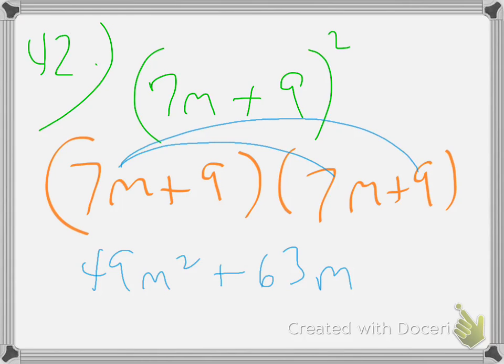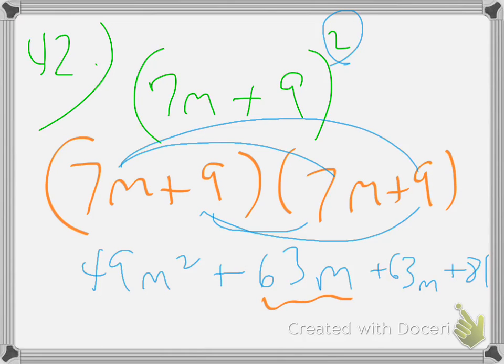We're halfway there. Now with the second half, the I and L. We did the F and O, now the I and L. So it's 9 times 7m, plus 63m again. And then plus 9 times plus 9 is plus 81. Because this is like a perfect square, notice these guys don't cancel. They're the same, so you wind up just being doubled.